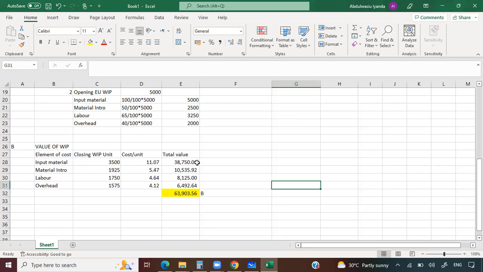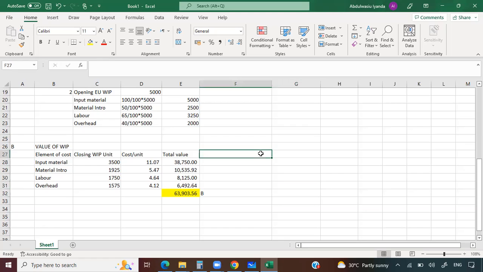If it is FIFO, first in, first out, what is left as my work in progress, the examiner does not specify which you are valuing. There are two work in progress: there's opening, there's closing. If it is FIFO, you are going to use the closing. If it is any other method, whether it's LIFO or weighted average, you are going to use the opening.